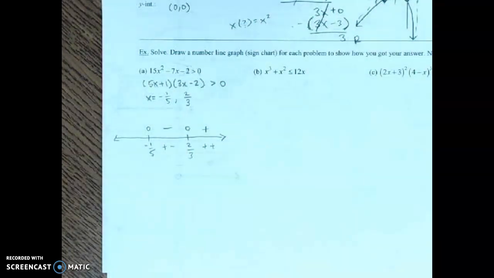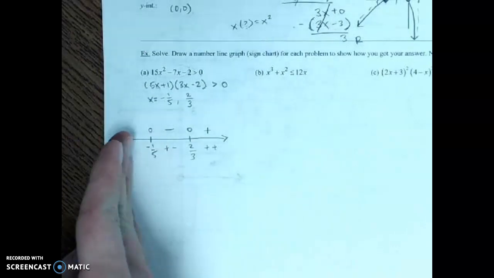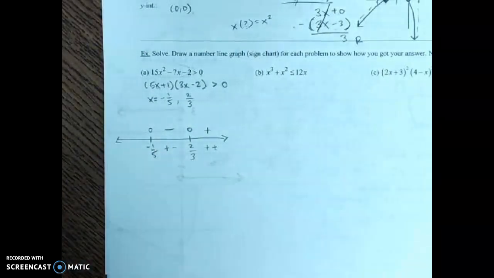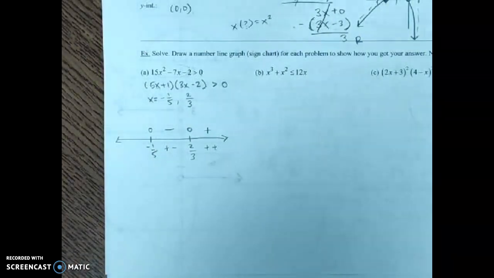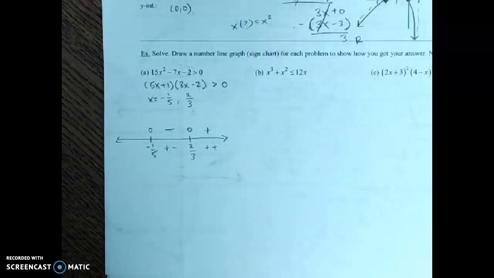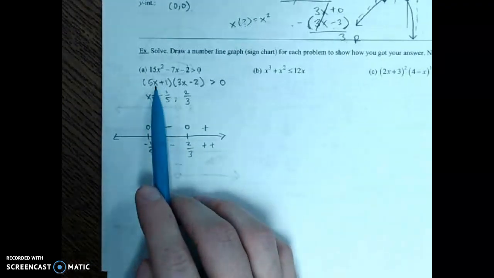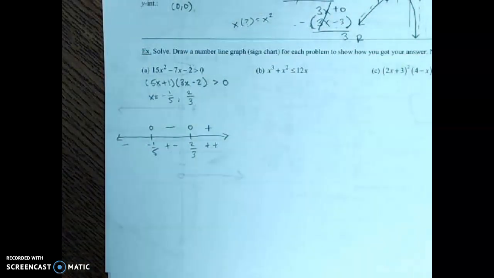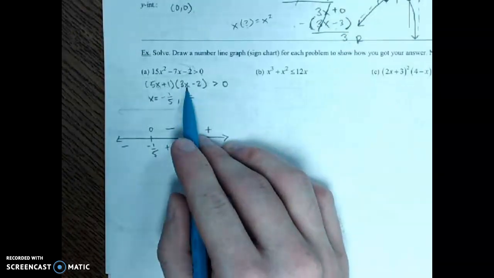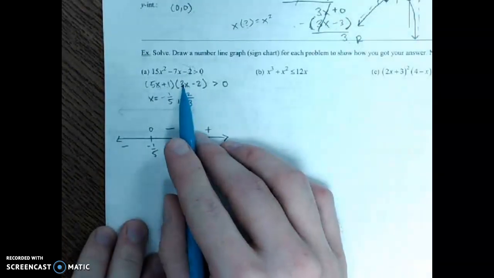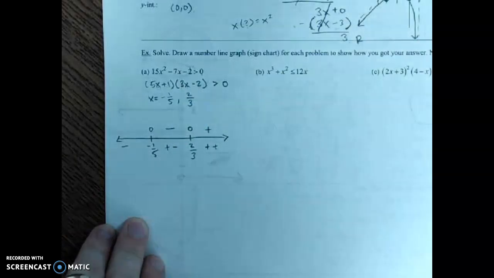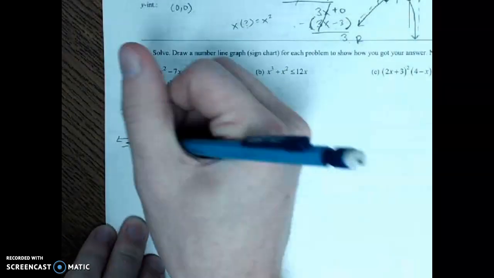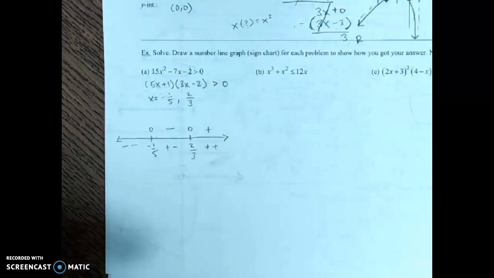And then the last interval, I would need to test something to the left of -1/5. So something like -10 would be pretty easy to plug in. 5 times -10 would be -50. -50 plus 1, okay, so that would still be negative. 3 times -10 would be -30. -30 minus 2 would be -32. You don't care about the 32. All you care about is whether it was a positive chunk or a negative chunk.